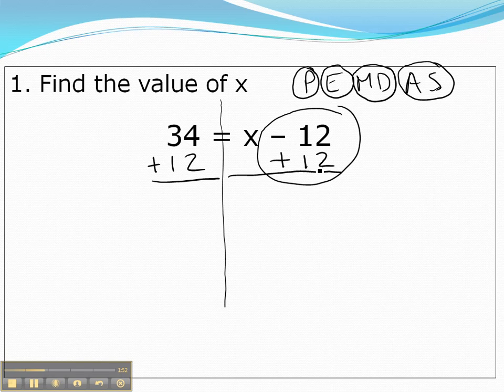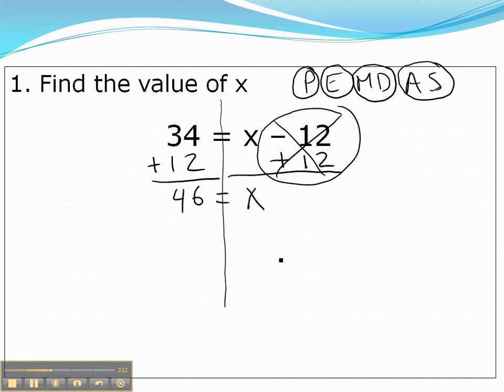This part that I'm circling, minus 12 plus 12, is 0, so it's gone, and all we have left on the right side of the equation is x. On the left side of the equation we have 4 plus 2 is 6, 3 plus 1 is 4, so x equals 46. But we're not done.